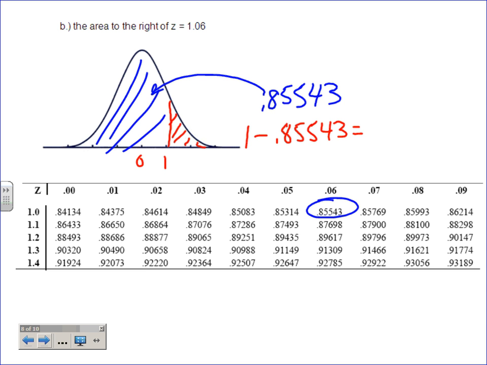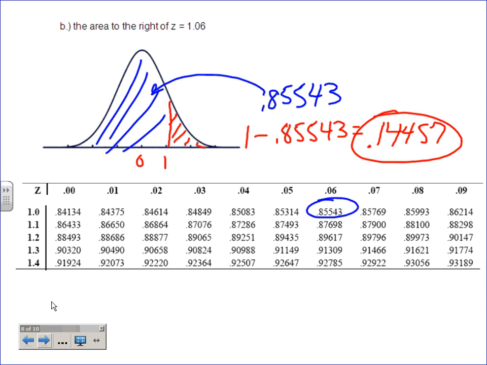And we get 0.14457. Is that what you said? Is that believable? Yeah, 14%. Right? A little less than the one we just had, which is believable because it's further out, right?